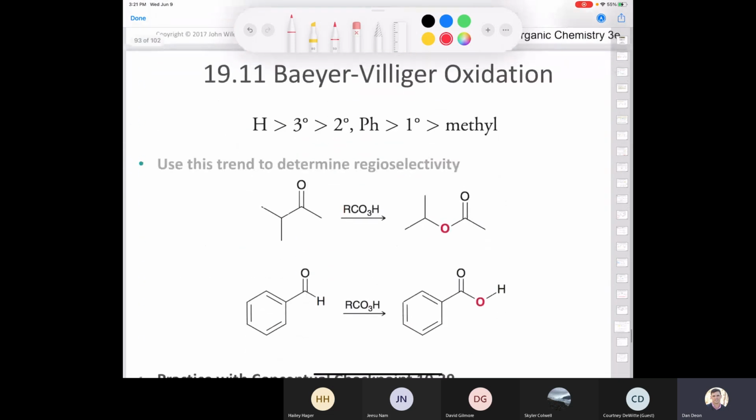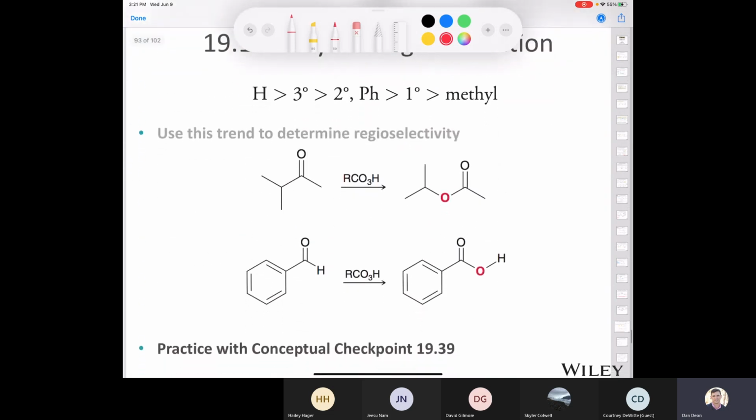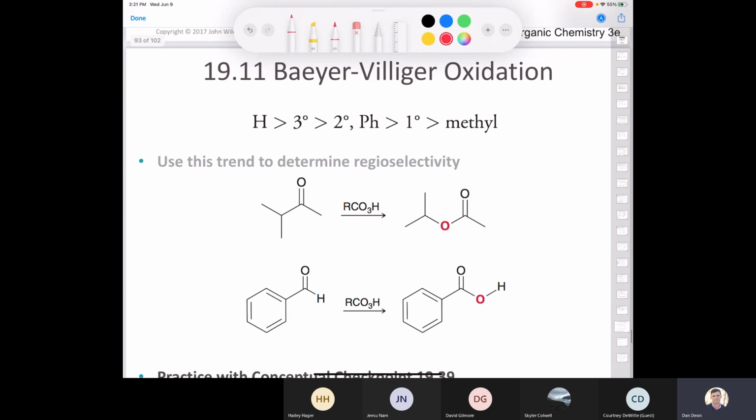Anyhow, let's take a look at some examples. Again, I have the migratory aptitude written on here. So here we have an isopropyl group, right? So this carbon has 1, 2, so it's secondary. And then over here you have a methyl. Well, the migratory aptitude states that we're going to go with the secondary first, so the oxygen would insert right here, and it does to make this ester.